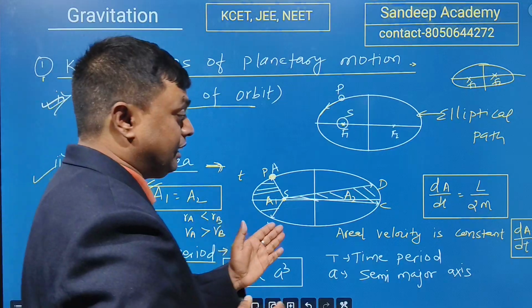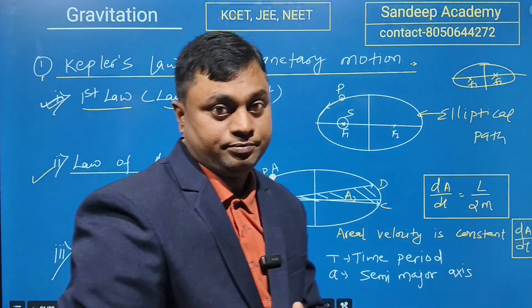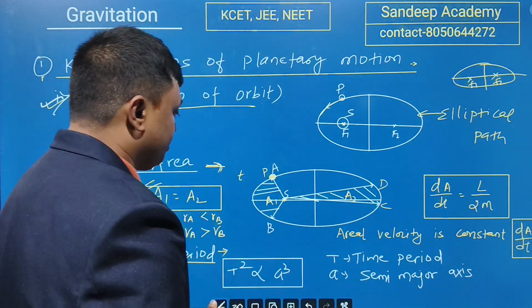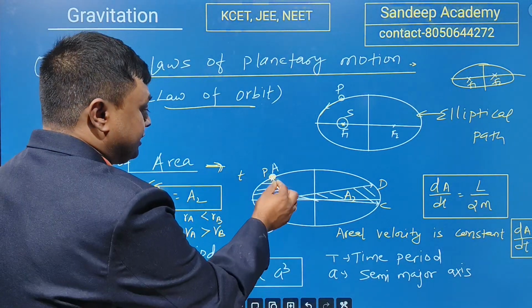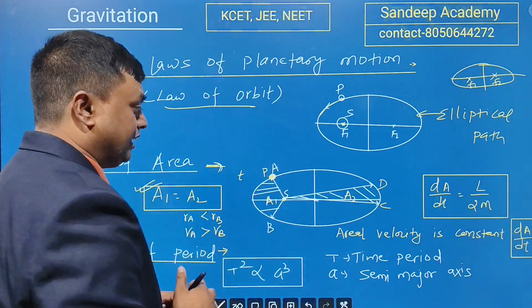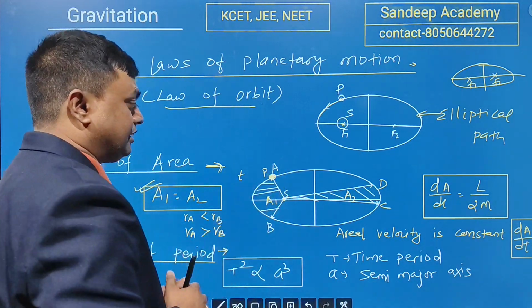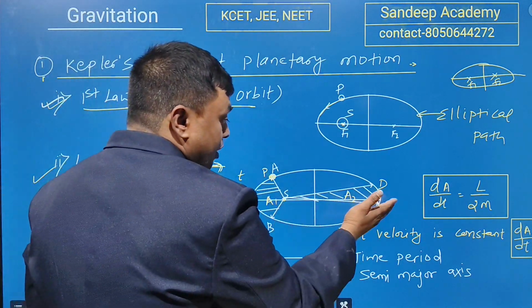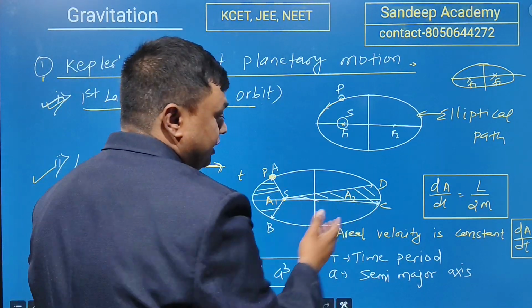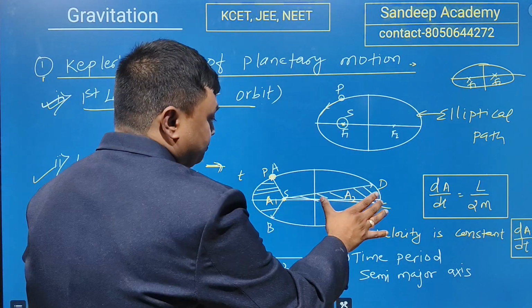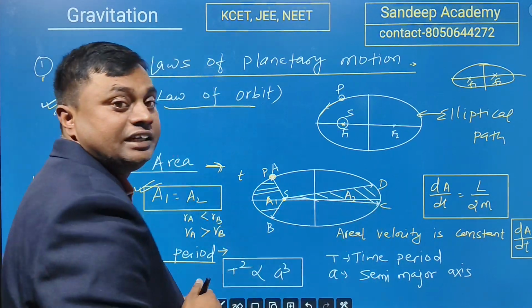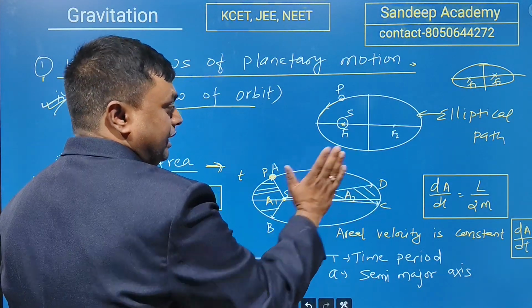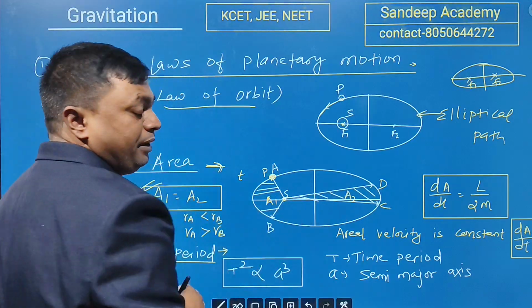Another statement is that areal velocity is constant. Areal velocity means dA by dt is constant. How is this possible? Whenever the planet is near the sun, the radius distance is less, and at that time the velocity is more. Whenever the planet moves away from the sun, at a far distance, the velocity decreases. That's why the area covered will be the same, so overall areas A1 and A2 will be the same.